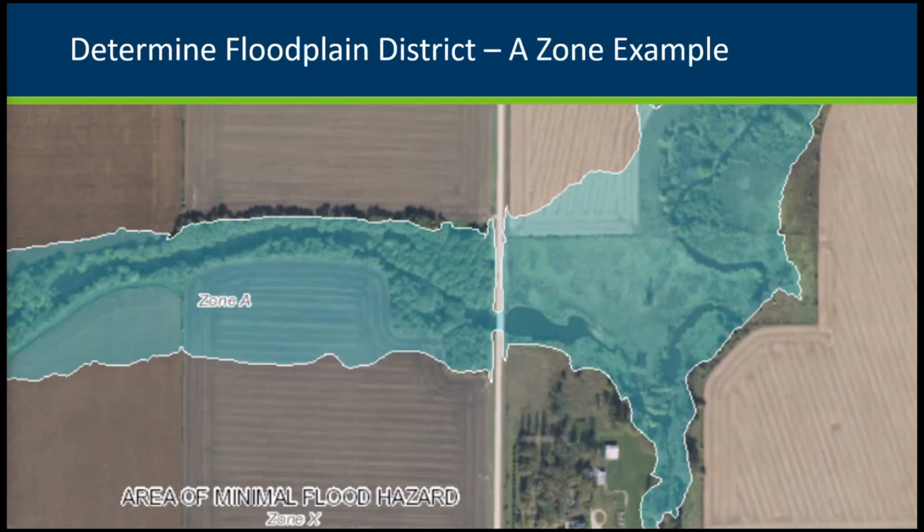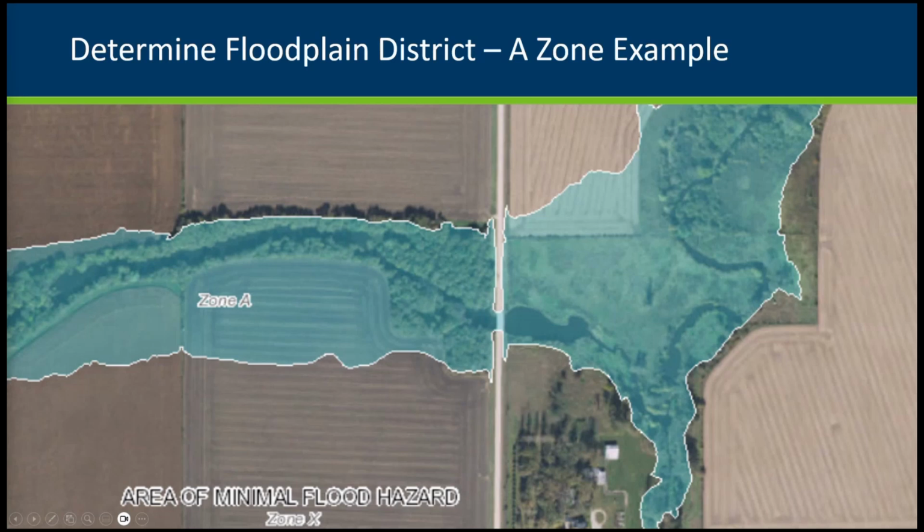Okay, let's look at an A zone example. In fact, this is the exact same example that Ricky was just sharing with you. We can see it's zone A because on the flood insurance rate map, FEMA has identified it as zone A. We can take a look at the floodplain and we can see FEMA clearly did not delineate a floodway. So we know this is general floodplain district.